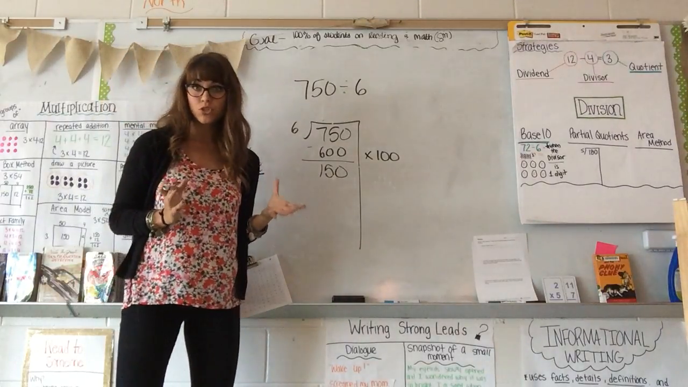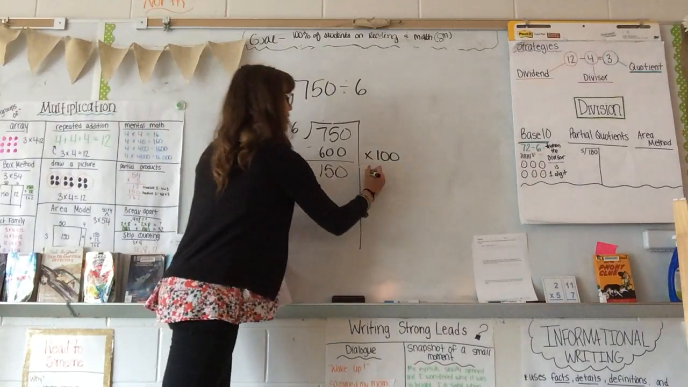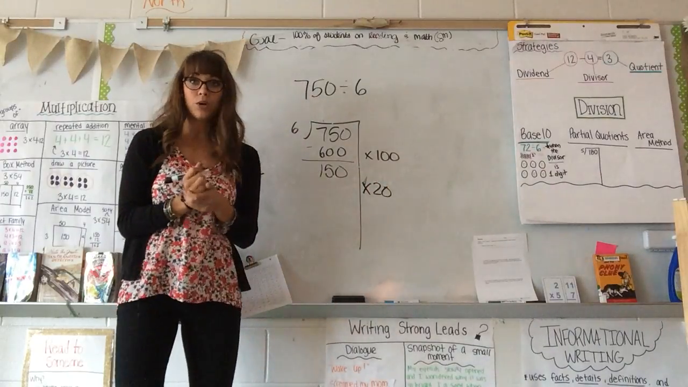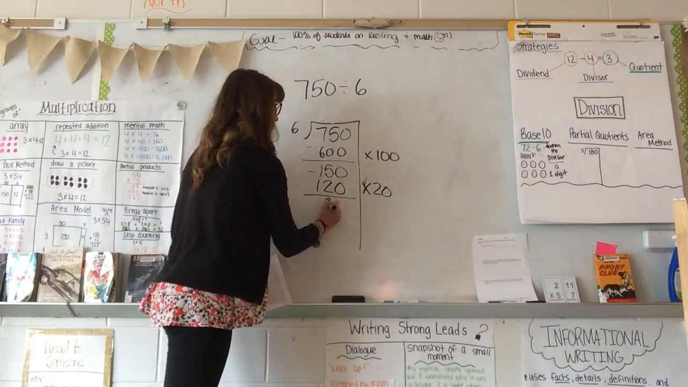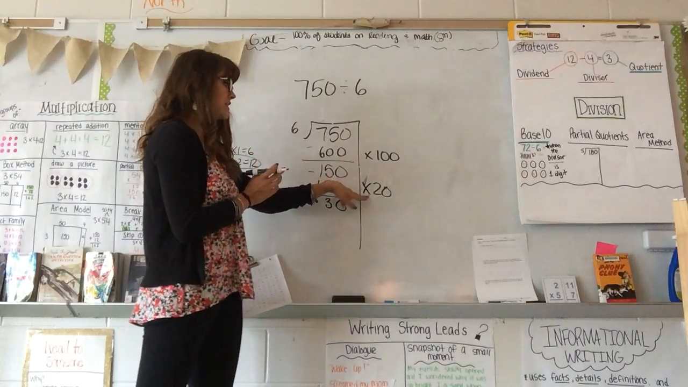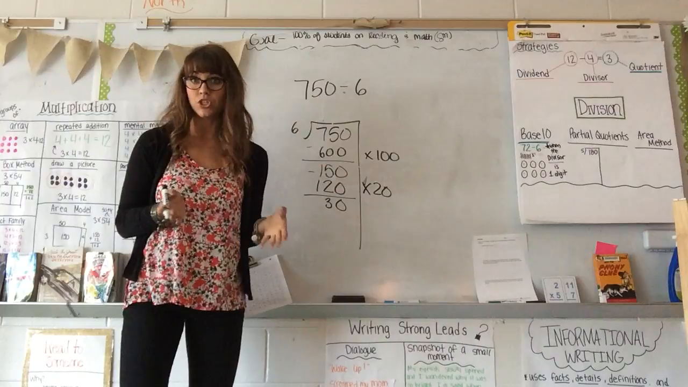I don't want to do 6 times 2, though. I want to actually use my knowledge of place value to know that 6 times 20 would then equal 120. And then I subtract, and I end up with 30. Again, it's really important for our students to be able to understand that it's multiplied by 20, not just writing 20, and not just writing the 2.